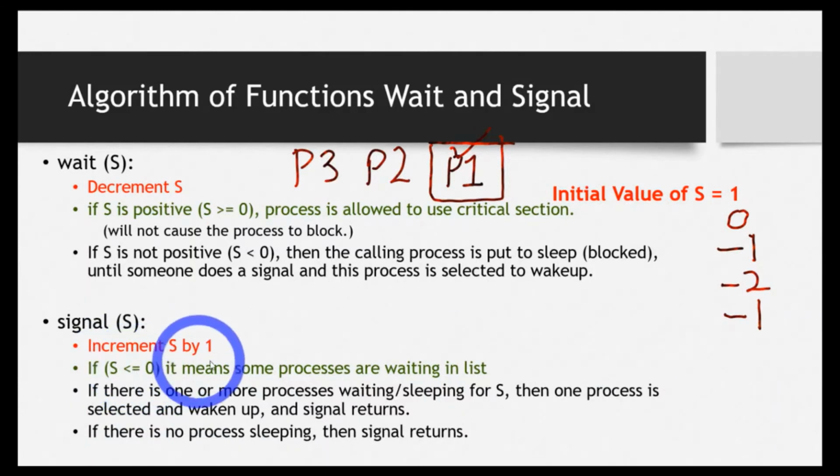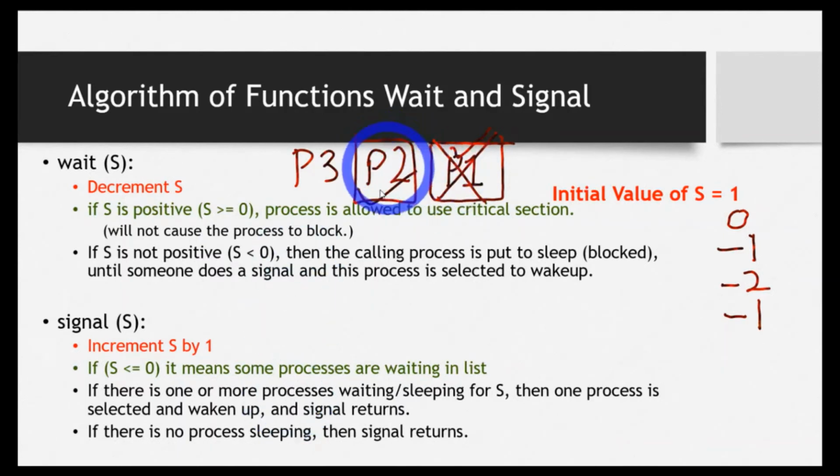And when it's true, we know some processes are waiting, and you know that P2 and P3 are waiting in the list. So when this condition is true, what happens? One process is selected and woken up, and then the signal returns. So this signal function will wake one process up to use the critical section, and then it will return. So P1 has done the work, it's gone now, and now P2 is selected to use the critical section. So P2 is now using the critical section.